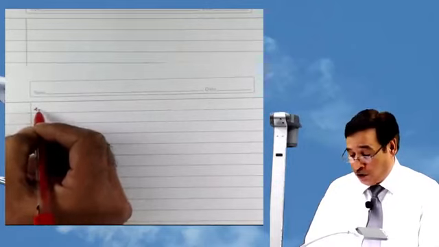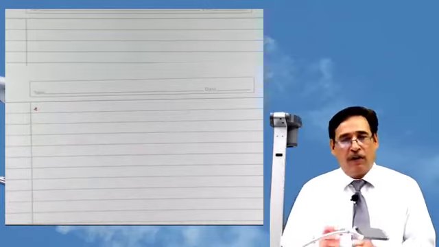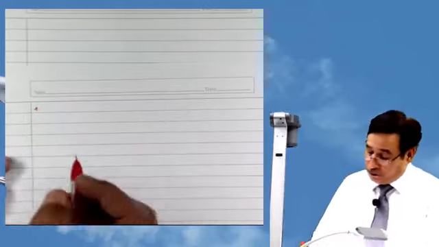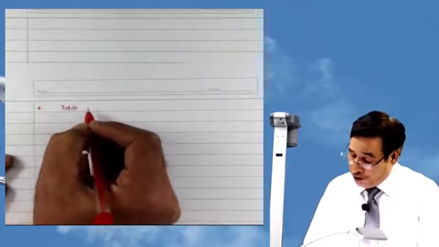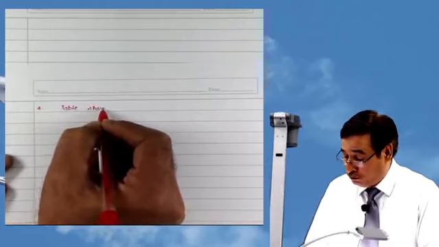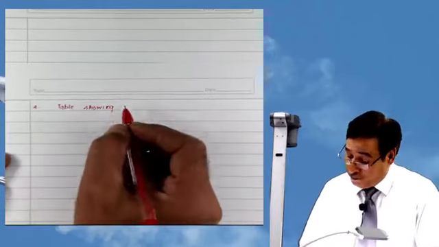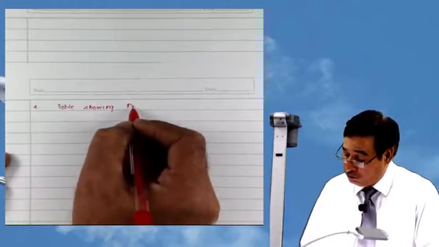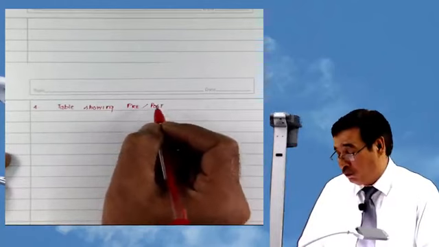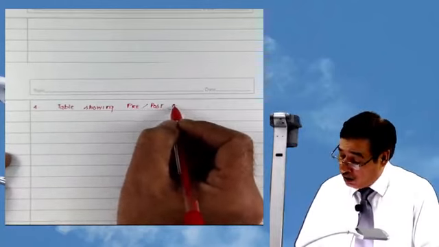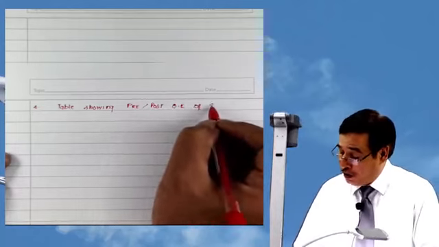Under the fourth step, what I am doing is not anything new. I am simply putting up this information in a tabular form. So I will write here: table showing pre, post, other equity. Other equity is nothing but profit and loss account. Other equity of subsidiary company.